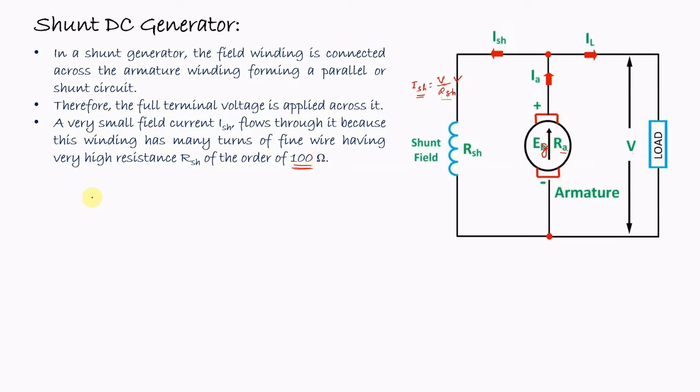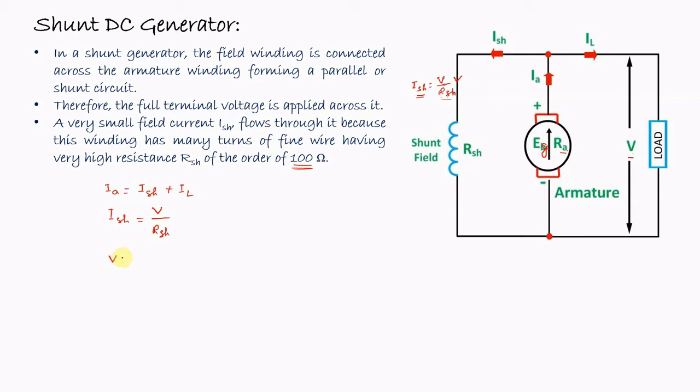So here the relations can be represented as: the armature current is the sum of the field current and the load current, where the field current, that means the shunt field current Ish, is equal to V upon Rsh, where V is the voltage across the load. So you can easily calculate the value of Ish also here.